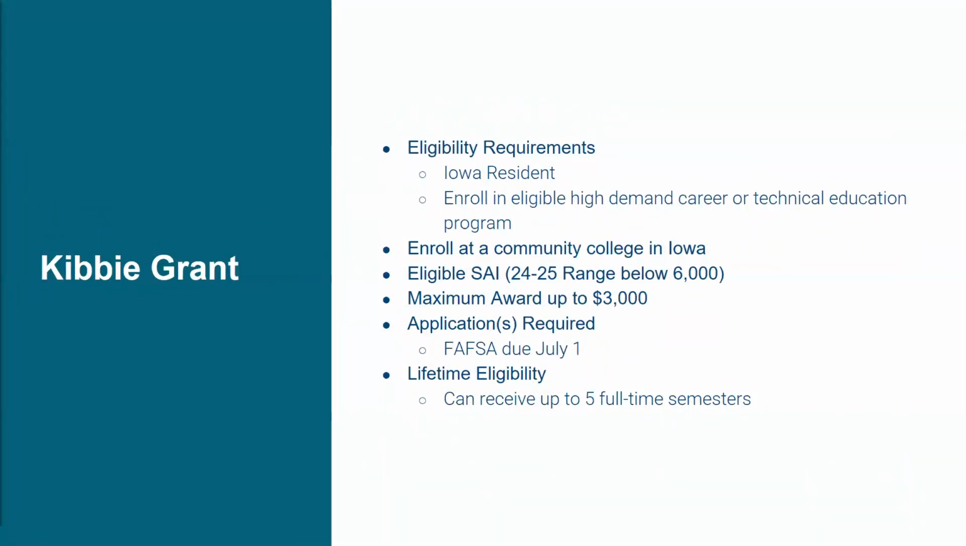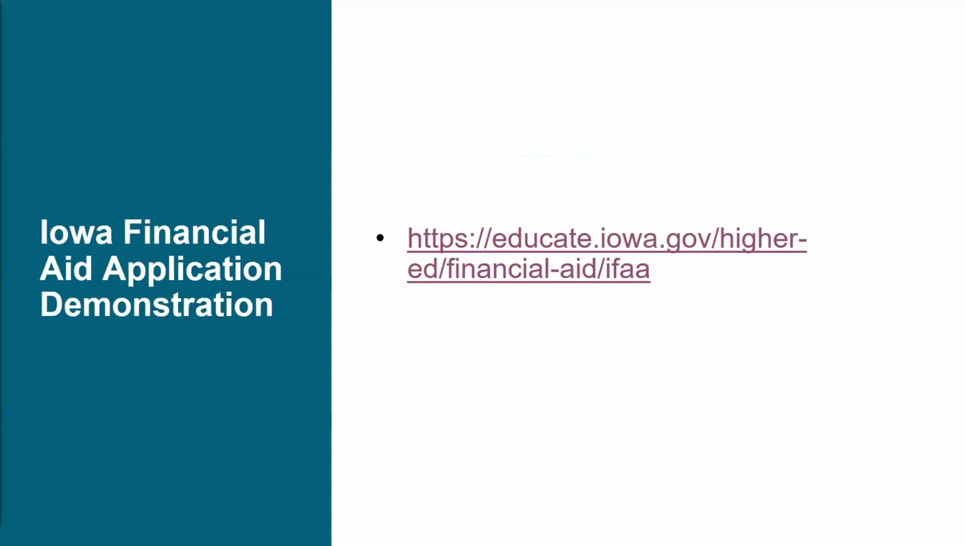For the KIBBE grant, you must be an Iowa resident and enroll in a high demand career and tech ed program at a community college in Iowa. The eligible student aid index is below 6,000, and the maximum award for this one is $3,000 per year. You have to file the FAFSA by July 1st, and you can receive it for 5 full-time semesters. That was all of our programs.